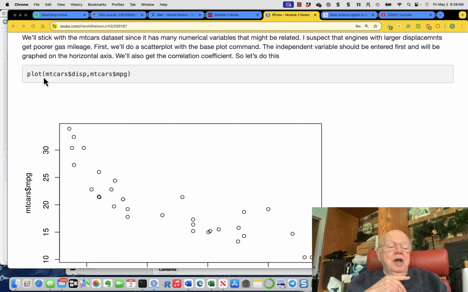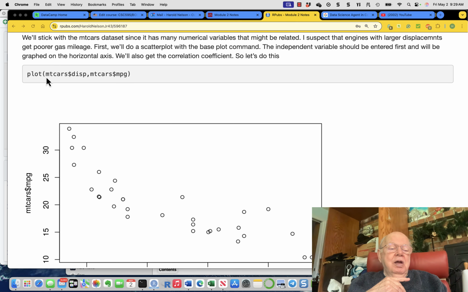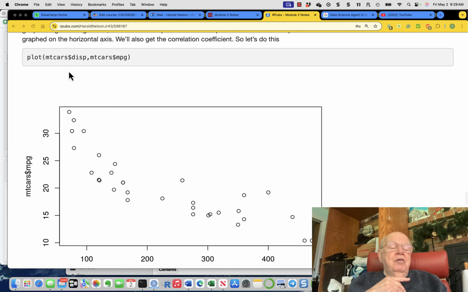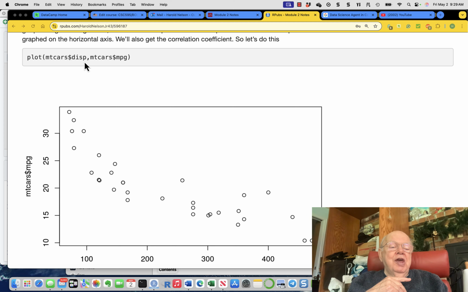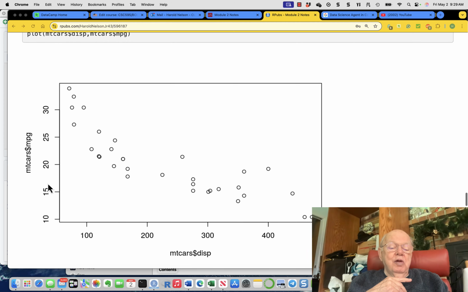And the first thing I do graphically is to look at what we call a scatter plot, and it's just a plot of variable 1 comma variable 2. In the first position, when you're creating a scatter plot, you want to put the thing that you think is the cause. And the second thing is the thing that you think is the effect, or the response variable.